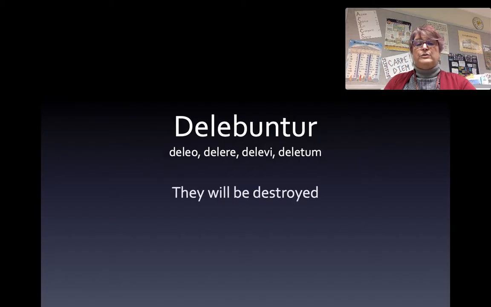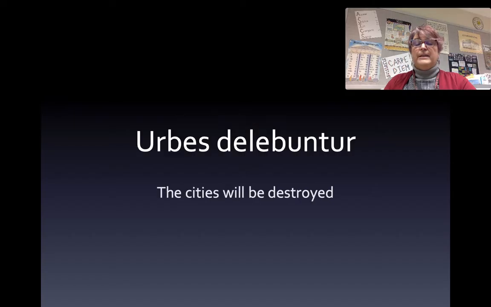And then we go to delebuntur. Notice that the BU looks remarkably like the base of the verb, but if we examine the vocabulary, del is the base, E is the connecting vowel, and the BU is part of the ending. Delebuntur. They will be destroyed. Because the ending is buntur, third person plural, I can use a plural noun like cities as the subject, and so I have the cities will be destroyed.